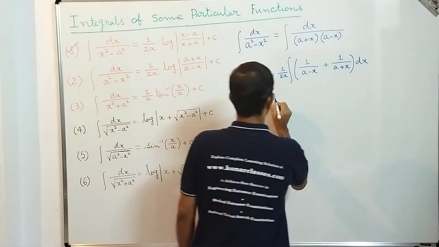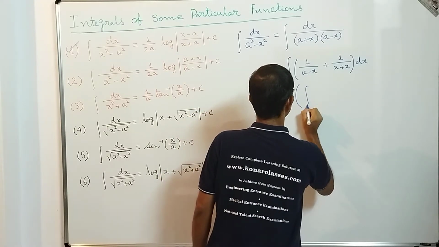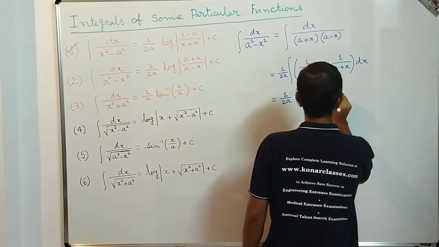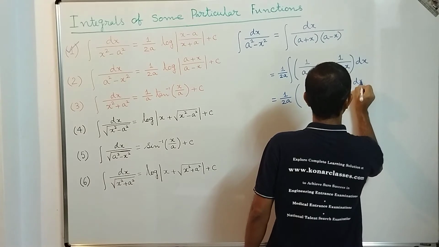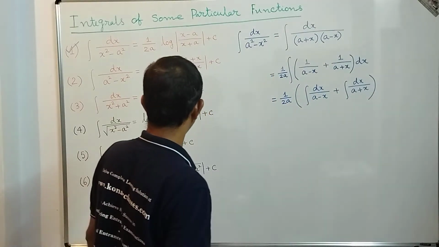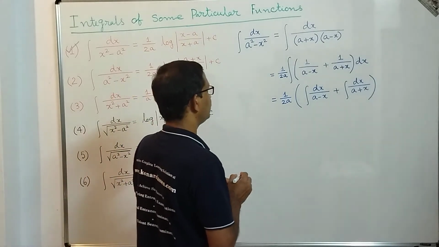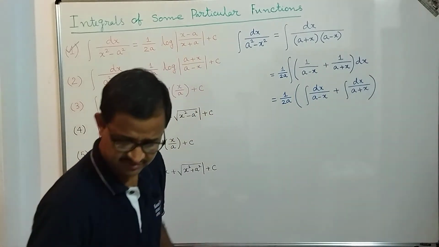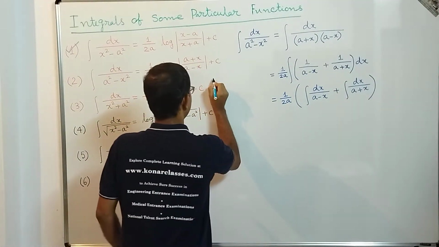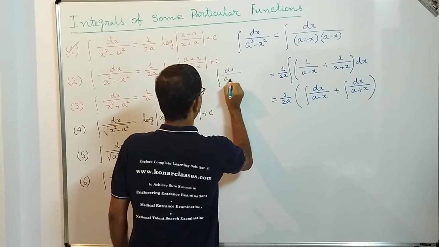So now what we are going to do is 1 by 2a, integration of dx by a minus x plus integration of dx by a plus x, correct? Now let us concentrate on the integration of dx by a minus x. Let's see how we can find the integration of dx by a minus x. So what we will do here is the integration of dx by a minus x.